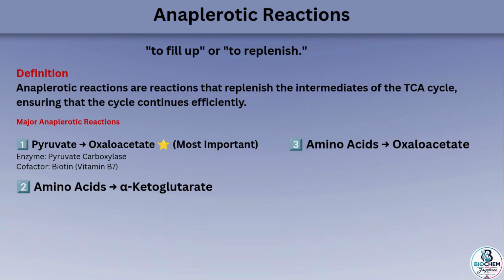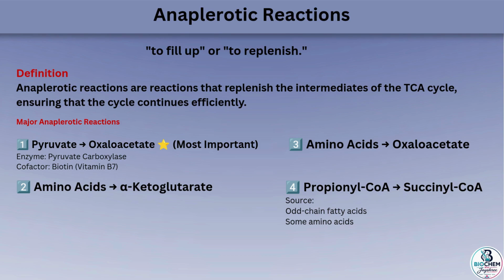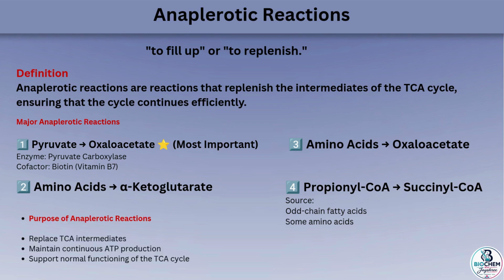Next is the formation of succinyl CoA. Succinyl CoA can be replenished from certain amino acids such as valine, isoleucine, methionine, and threonine. These amino acids are converted into propionyl CoA, which is then converted into methylmalonyl CoA, and finally into succinyl CoA. This reaction requires B12 as cofactor.